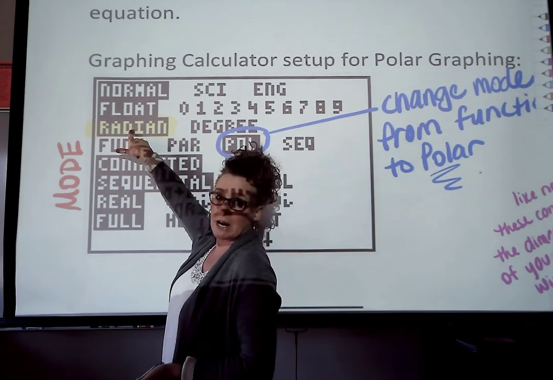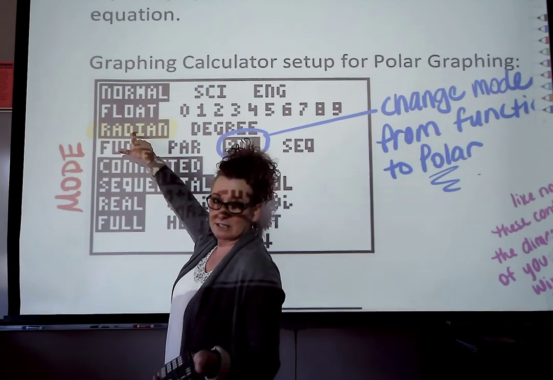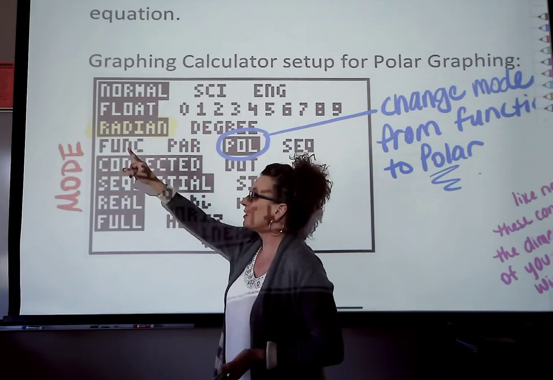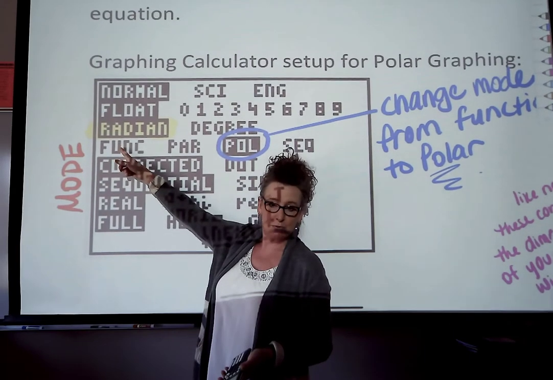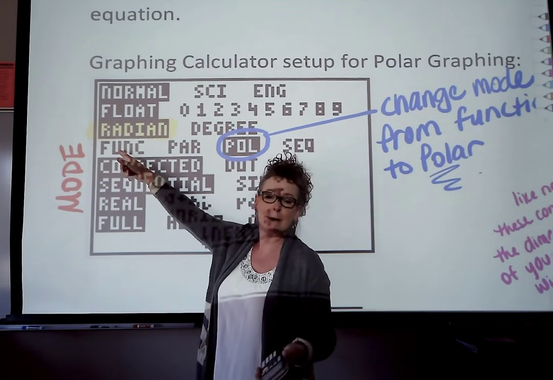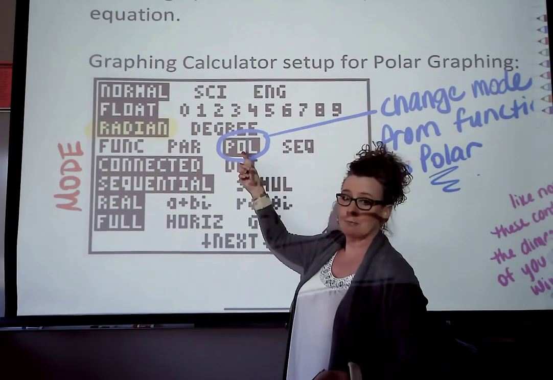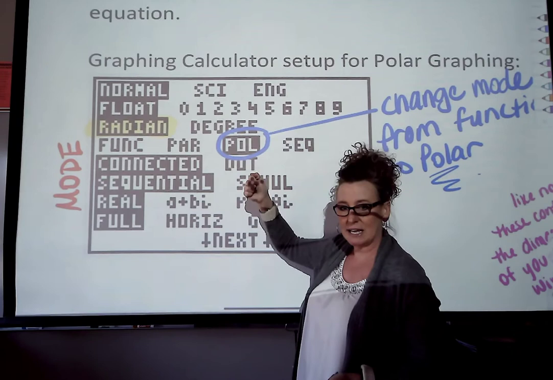Make sure you're in radian mode, not in degrees. I know you've had experience toggling back and forth between radian and degrees. Here's what's going to be new. You've been in function mode this whole time, X and Y. You're going to arrow down to here. You're going to arrow over to polar mode, and you're going to hit enter.